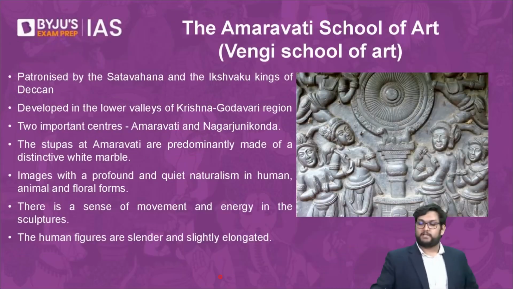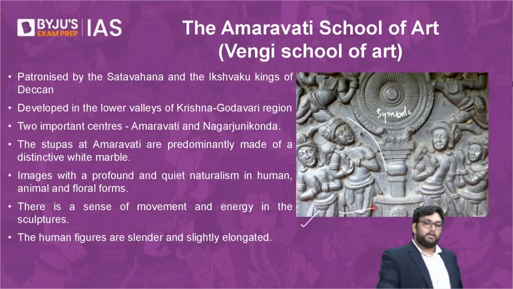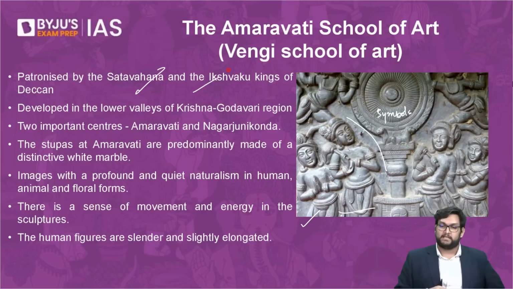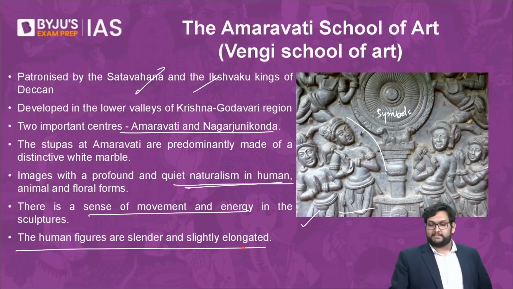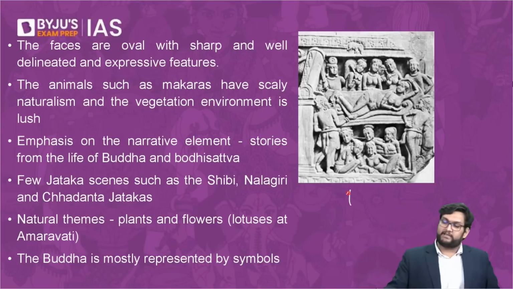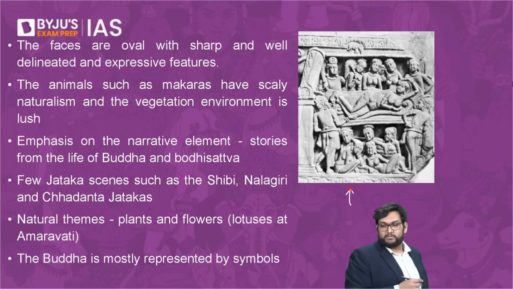Amravati, if you see now Buddha is through his symbol, the Dhamma Chakra, and now the subsidiary bodies are made very, very well. So Satavahanas and the Ishwakus, these are very local, small local kings of this area. There will be the Nagarjunakonda sector and Amravati sector, which is very, very important. Naturalism, sense of movement, energy, slender, elongated. And can anybody tell me in this image where is Buddha and his symbol? This is the birth of Buddha. The birth of Buddha, Maya scene. Where is Buddha?